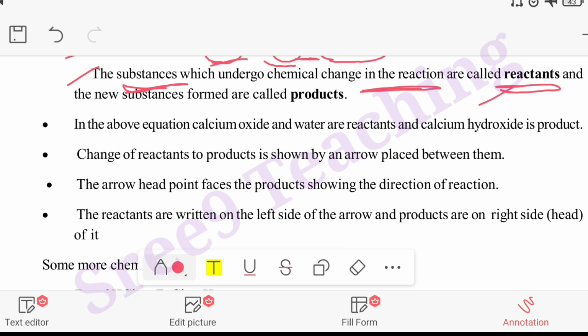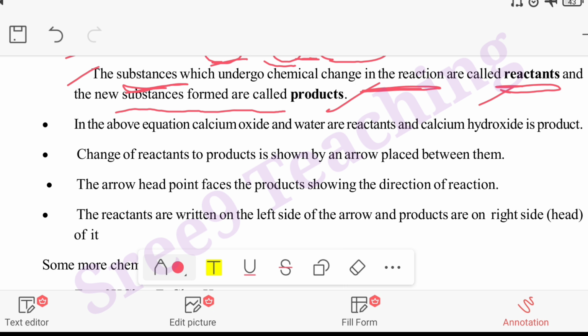So the substances which have undergone chemical change, calcium oxide plus water, hence we say calcium oxide and water are reactants. And what is formed? What is the new substance formed? Calcium hydroxide. The new substances formed are called products, and calcium hydroxide is called the product.